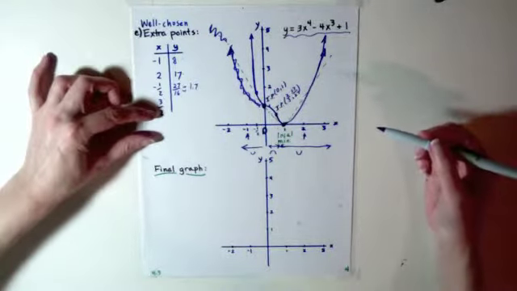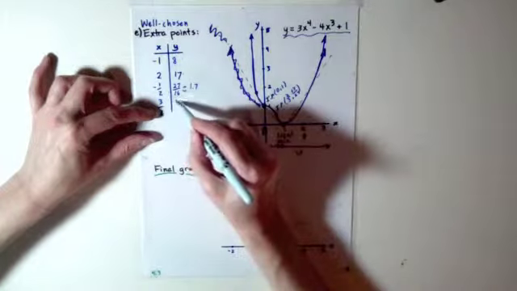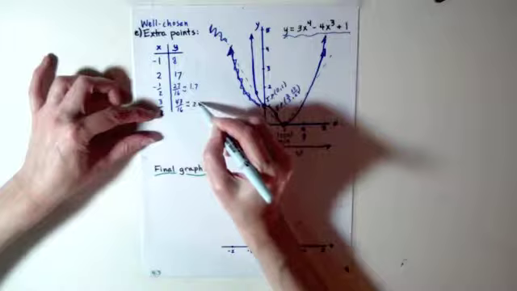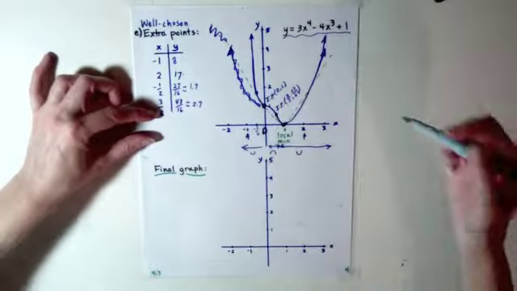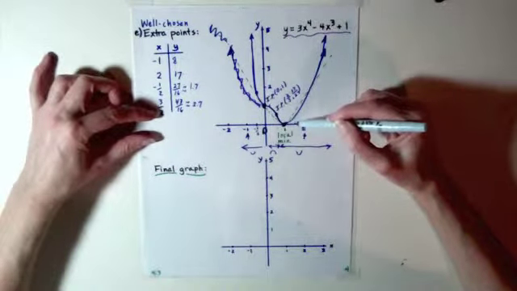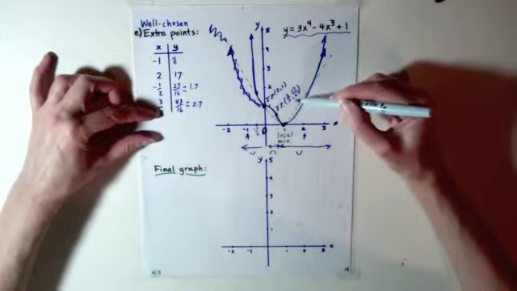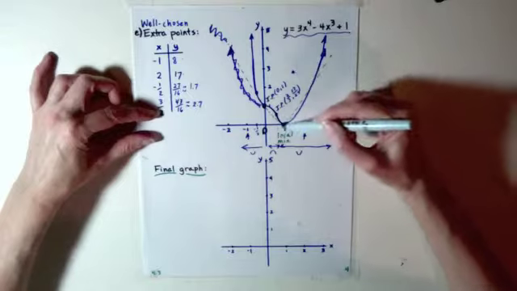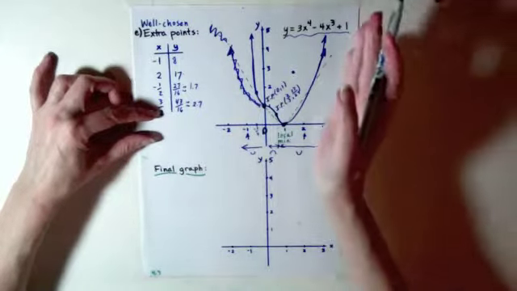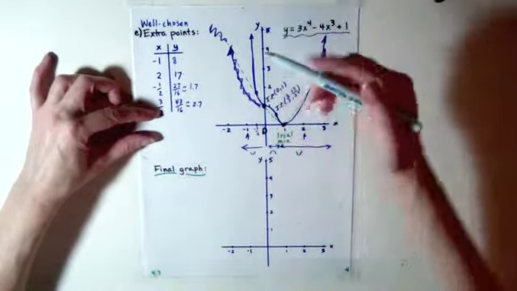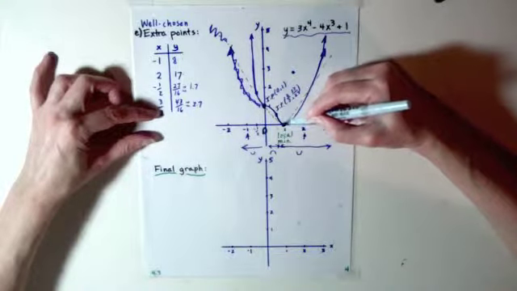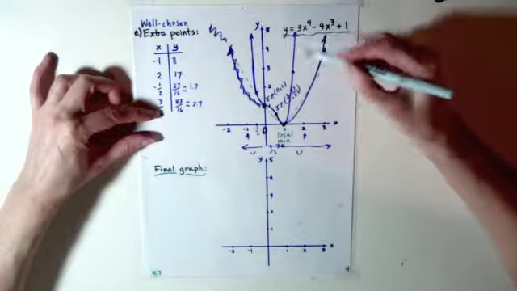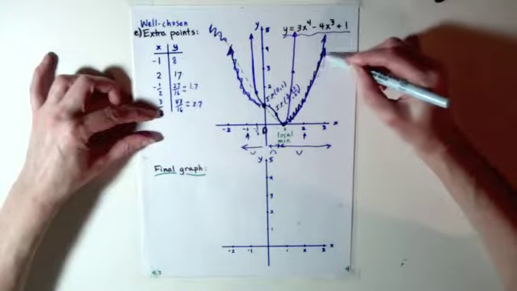I plugged in 3/2 and I ended up getting 43/16, which is approximately 2.7. So when we plug in 1.5, 3/2, we're up at 2.7. And you can see again that my graph is really not quite accurate, it should be going up much more steeply than what I've shown. So it should be looking more like this. And I'll cross this out.